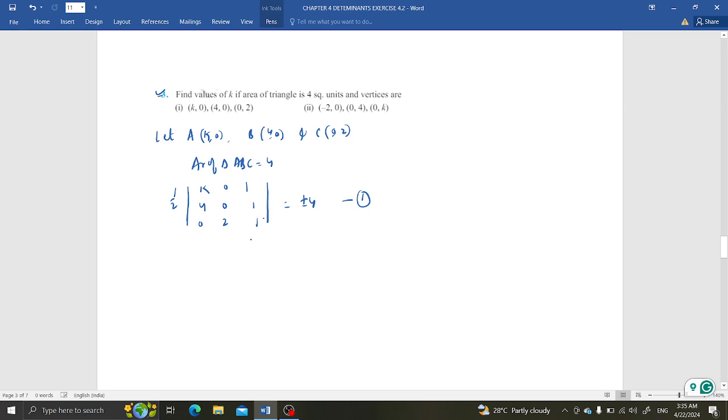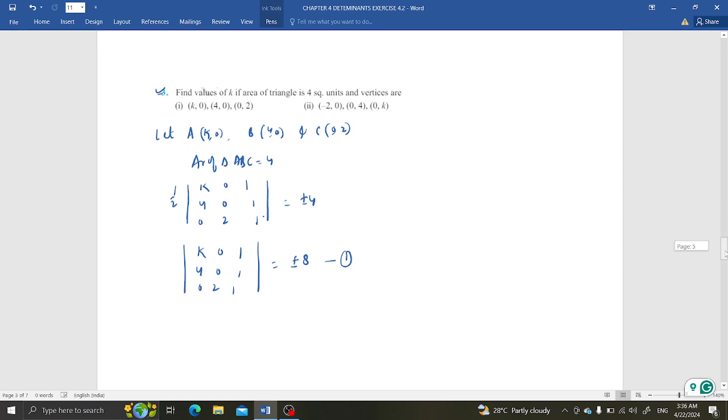Now we need to expand from here. First of all I will take 4, so you can multiply. Wait, what we can do here also, we can multiply by 2 also that side. So k 0 1, 4 0 1, 0 2 1, and here we get plus minus 8. Okay, this one you can assume is the first equation.